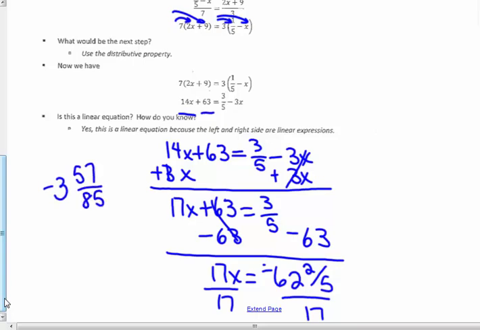Well, that was the hard part. I could have done 3/5 take away 63, negative 62 and 2/5. So I did use a calculator to help me get this. We could do the check, but we'll save that for another time.